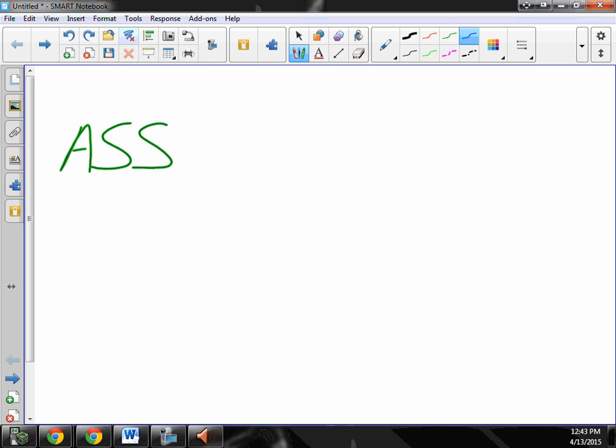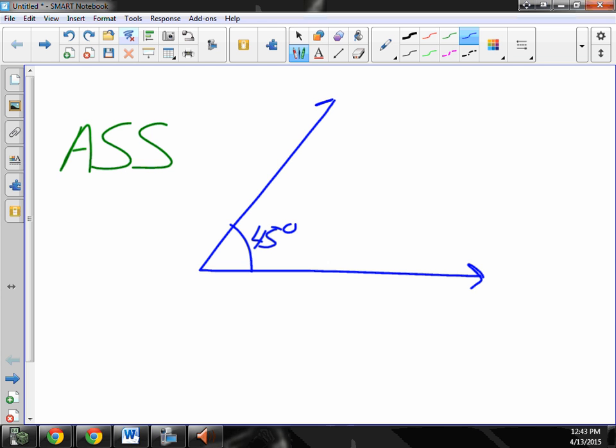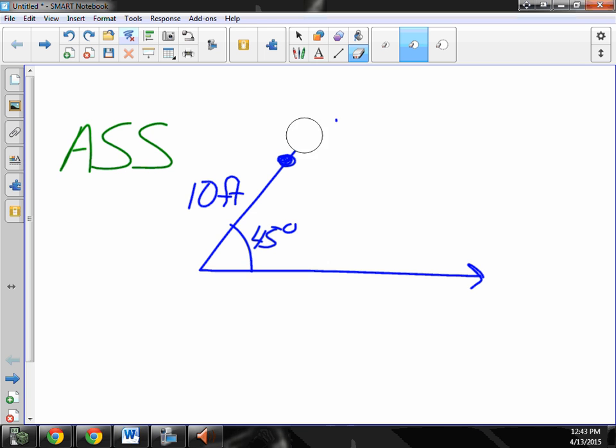For angle, side, side, let me draw an angle. Let's say this is 45 degrees. That's the angle. Now I need two sides. Both of these sides go forever, but I'm going to cut one of them off right here, and to make it simple, I'll call this 10 feet. Now I also will be given one more side.